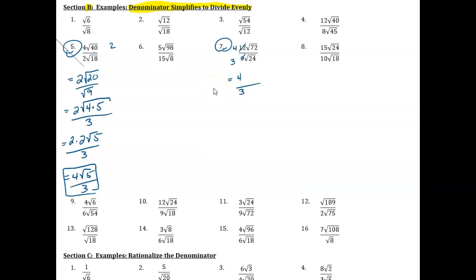Now we'll look at our radicals. Square root 72 divided by square root 24. If you're not sure what divides in, just see if the denominator can divide into the numerator. Can 72 be divided by 24? And it can. 24 goes into 72 3 times. That's it. Done. Can't simplify that one any further.